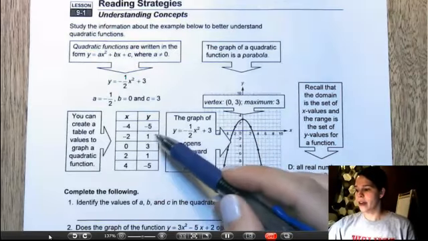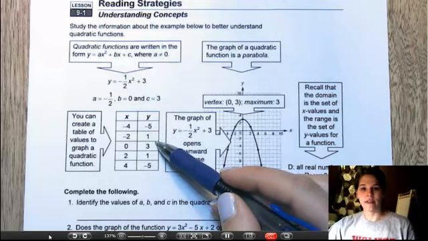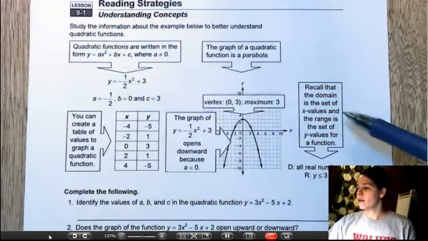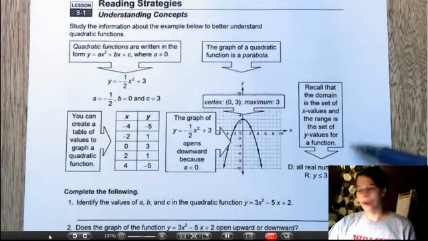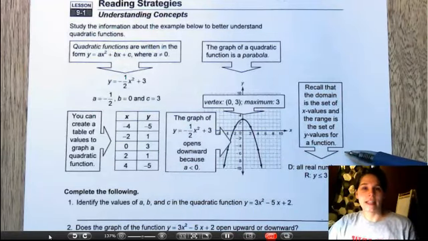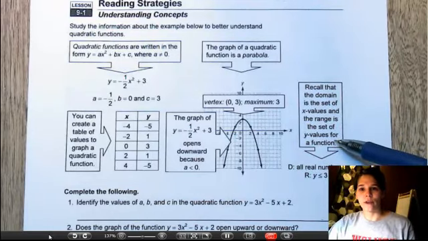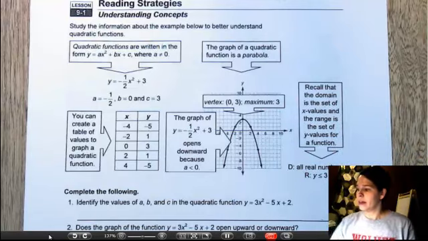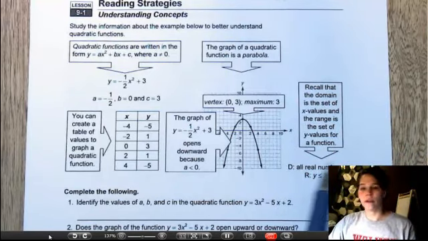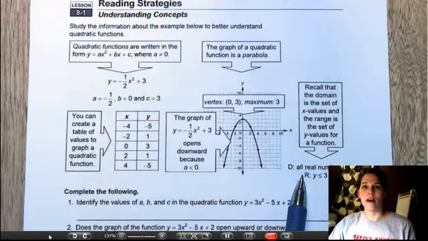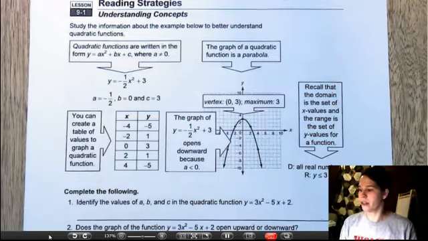Okay, you can create a table of values to graph. We've done that before. You need a minimum of 5 values. And the other thing we're going to talk about today is your domain and range. We've talked about all of these things before. We're just putting them all together. So the domain is your x values or input, and the range is your y values or your output. Also, the domain for most parabolas, or quadratic functions, will be all real numbers, unless we've put a parameter to limit that.